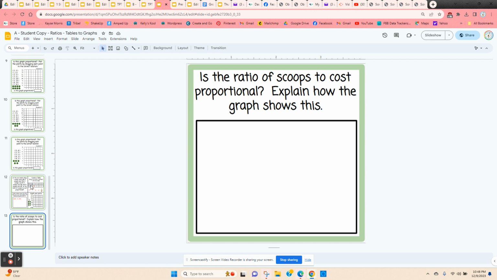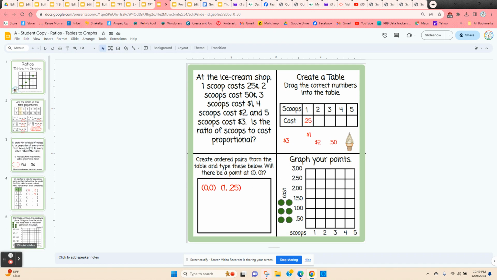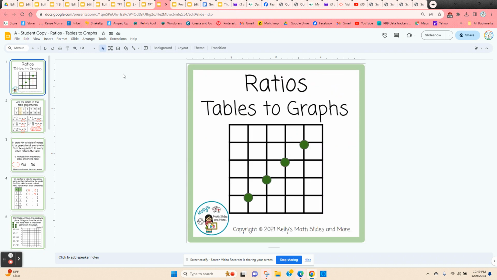Now you can take this and just have the students make a poster that looks just like this. So that would be an extension of this lesson. So this is Ratios, Tables to Graphs, a digital lesson.